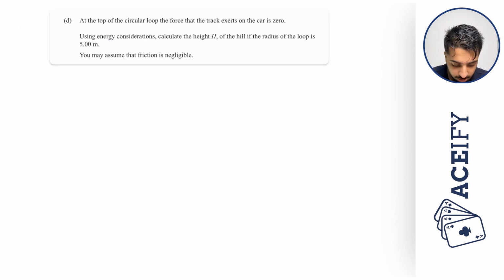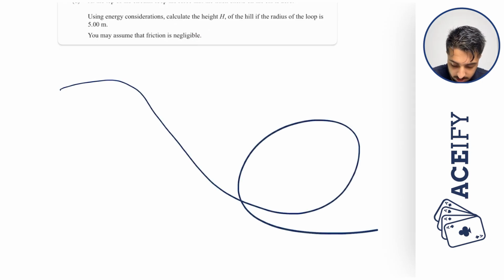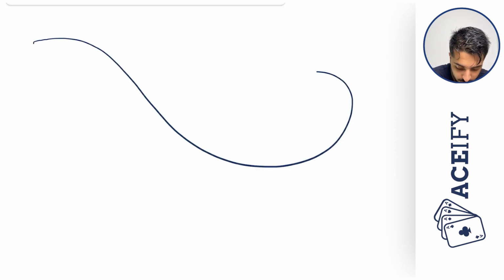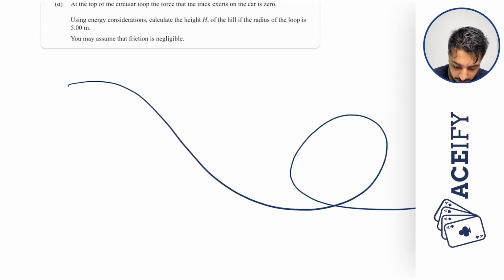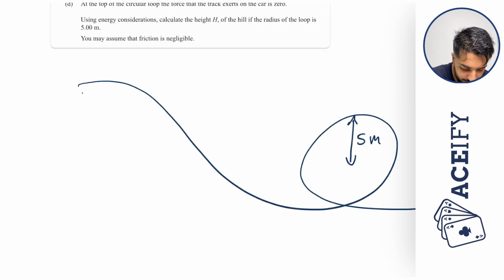So if we just redraw this situation, we have a hill right here, and then we have the loop coming down like this. That is horrible. That is slightly better. Okay. So we have this radius, which is 5 meters, right? And we're trying to find the height of this hill.